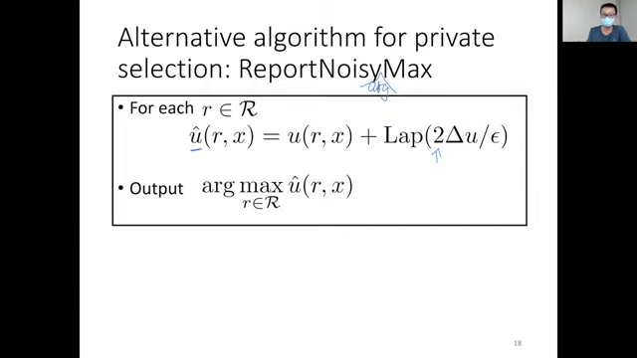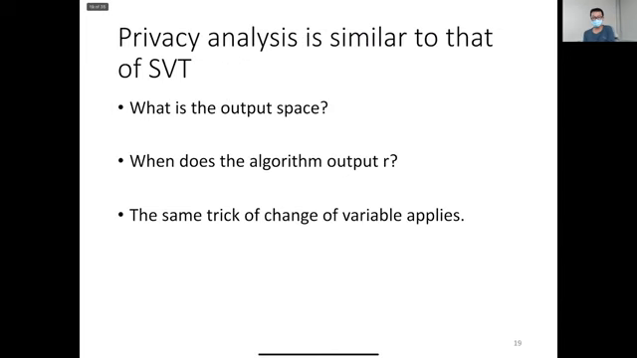This is called report noisy max, but I think it should be called report noisy argmax, because you're not revealing the optimal objective function value, you're only revealing the optimal argument R star that maximizes U hat. The privacy analysis of report noisy max is actually quite similar to what we already know from the above threshold algorithm. To see the similarity, let's first answer the following questions.